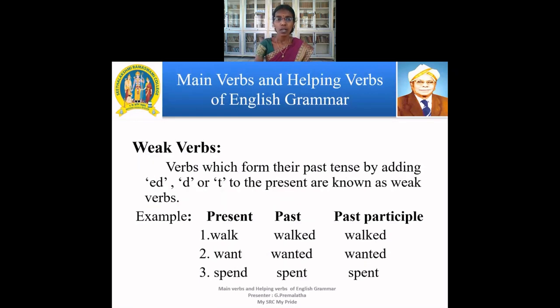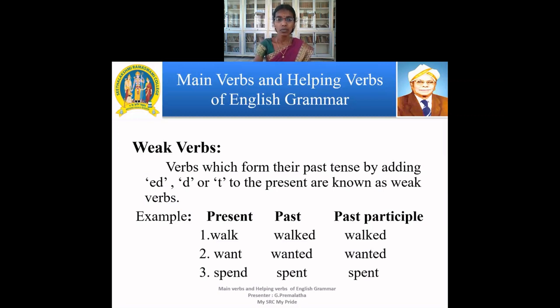Next one, weak verbs. The verbs which form their past tense by adding ed, d or t to the present are known as weak verbs. So, if we add ed or t or d along with the V1 verb, that comes under the category of weak verb.